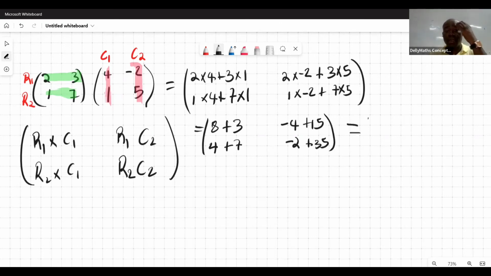Finally, we're getting 11, 11, 11, and 33. So as you can see, this is the result of multiplying those two matrices. Our result is a 2 by 2 matrix as we had expected.